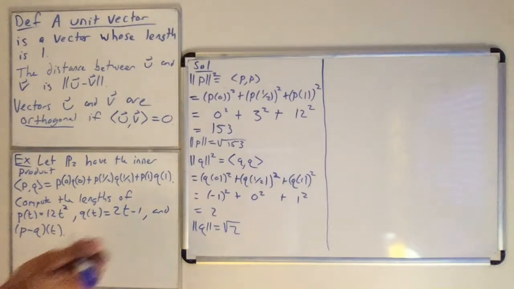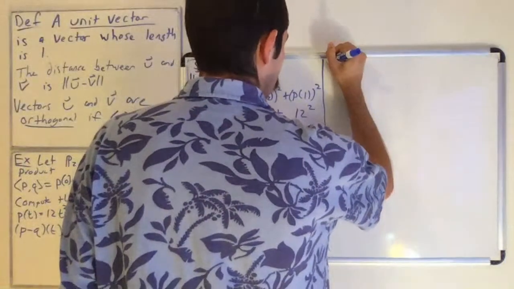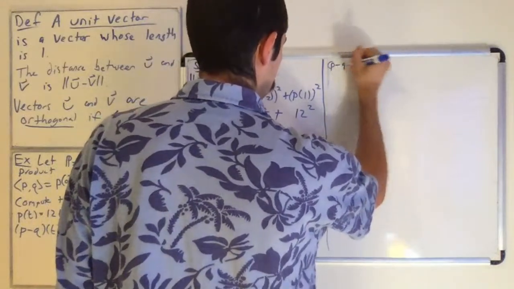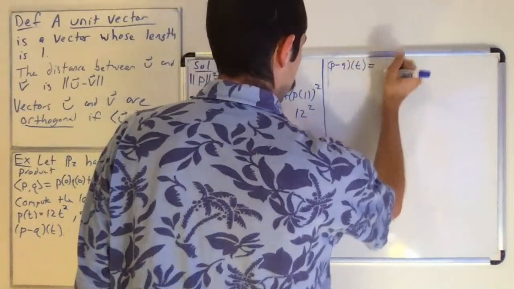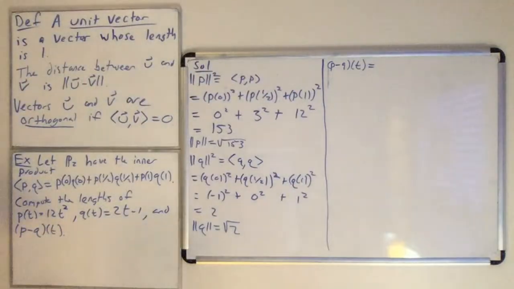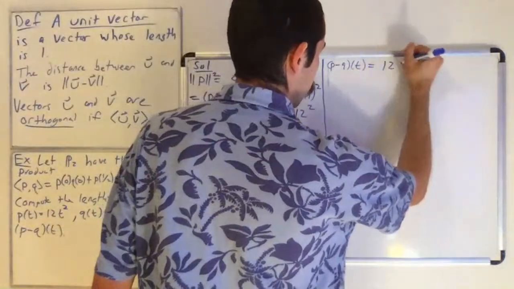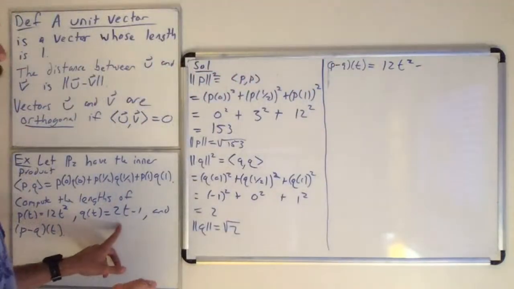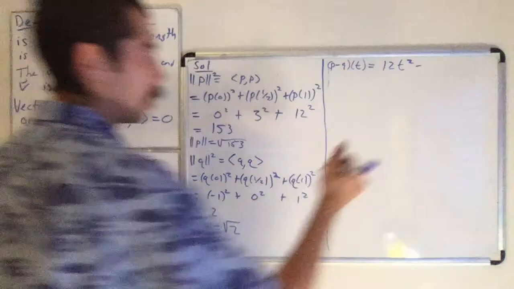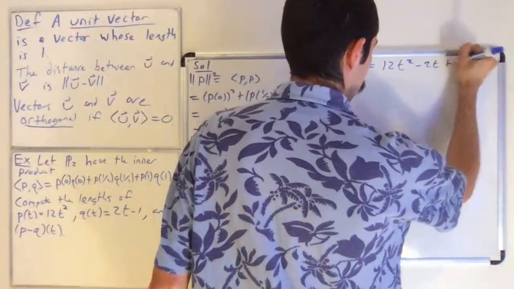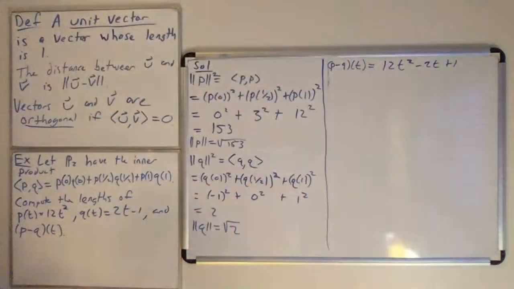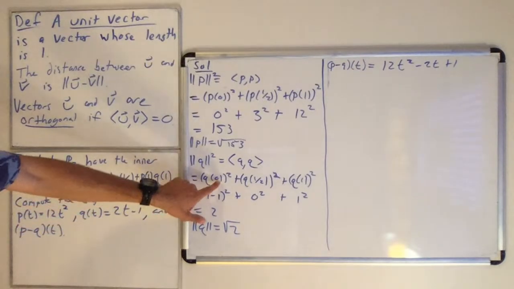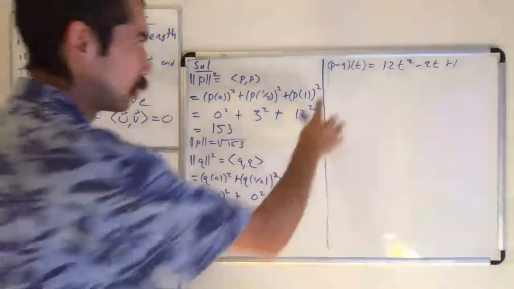And then last, P minus Q is the polynomial 12t squared minus 2t plus 1. I guess to evaluate its inner product, we need to evaluate it at 0, 1/2, and 1.